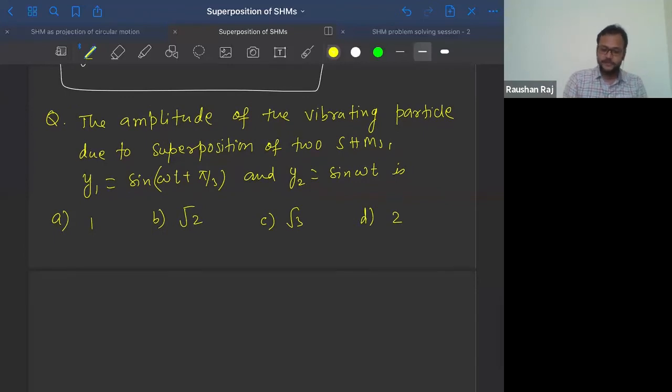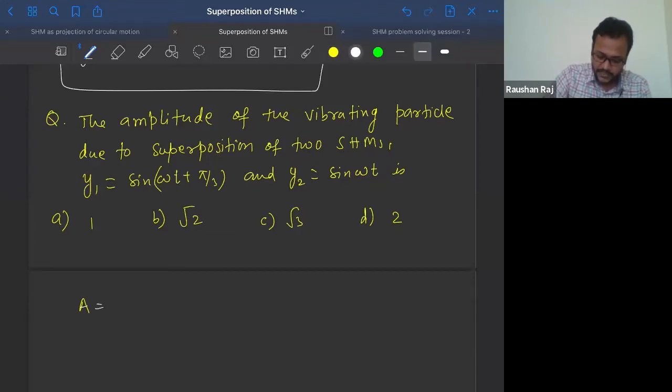So let me solve this for you, and if you have got the answer, verify it. If you didn't get the correct answer, try to understand it. The amplitude of the vibrating particle due to superposition of two simple harmonic motions, both of them are given to us. Y1 is this, Y2 is this. Very, very simple question. We will find it like this. What is the value of A here, guys?